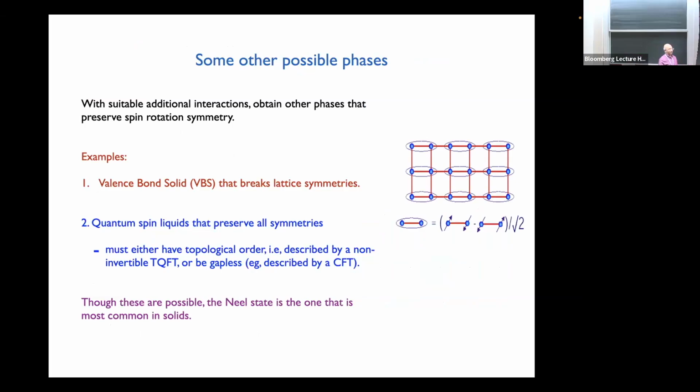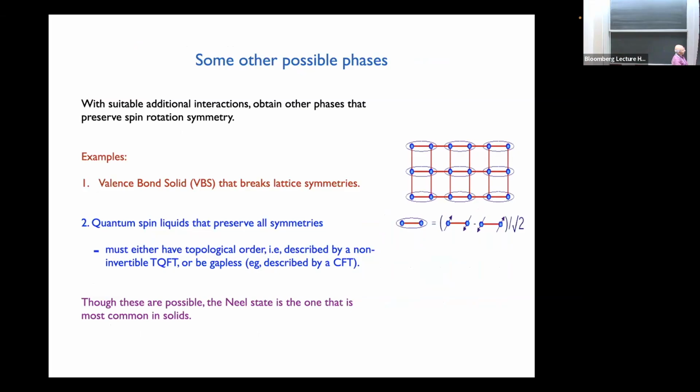With other interactions, if you play around with the dots, you can obtain other phases. In particular, you can obtain phases where spin rotation symmetry is not spontaneously broken. A simple example is given by this pattern. It's what's called a valence bond solid.